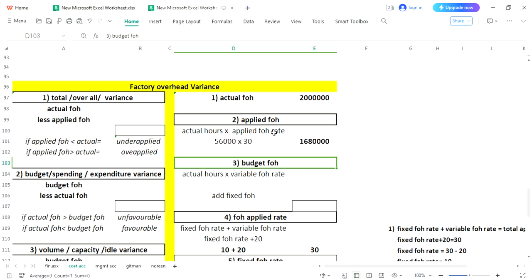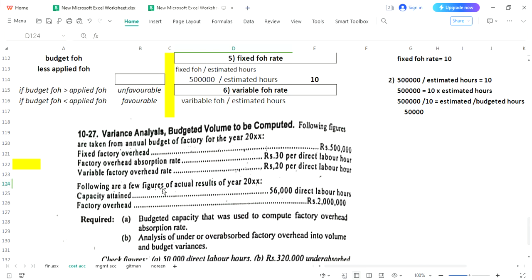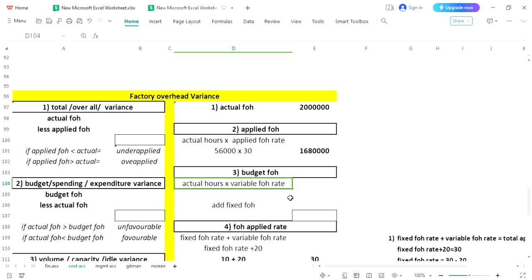It's time to go for budget FH. For that you need actual hours. Actual hours are mentioned over here, 56,000. We can see it again. Actual hours 56,000. So you can put here 56,000 as your actual hours.